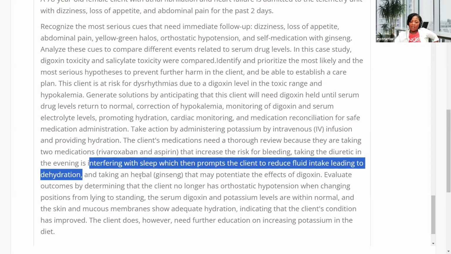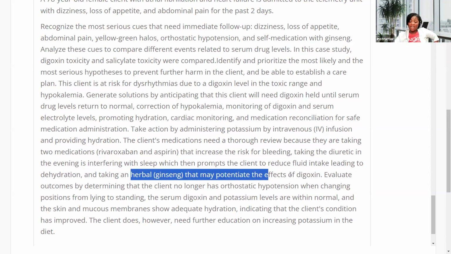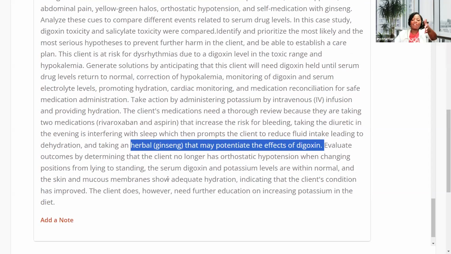All right, the ginseng. Herbal ginseng may potentiate the effects of digoxin. So digoxin and ginseng don't go together. All right. This is why I love reading these, because once again, you get more information as you go. All right. So again, this is a takeaway.